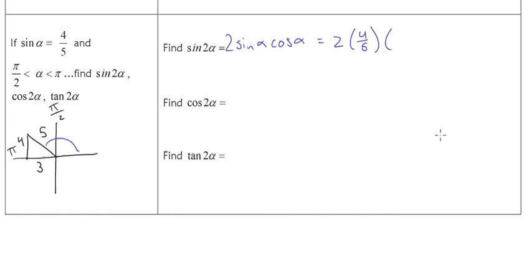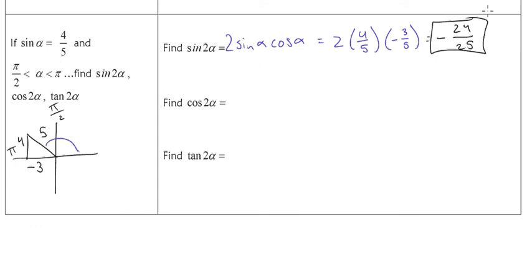And then what is cosine alpha? Let me rewrite that, 4/5. Cosine, and I need to put that negative in there. It's a -3 because it's going left of the origin, so -3/5. Multiply that all out, and we get 2 times 4 is 8, times 3 is 24, so -24/25 is our answer there.